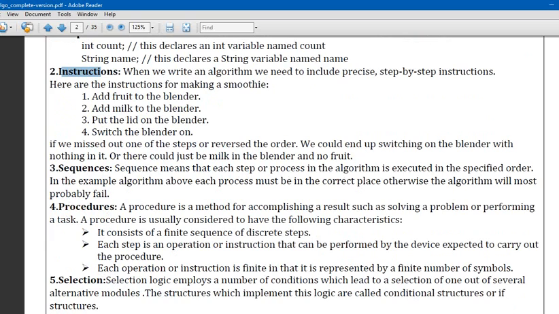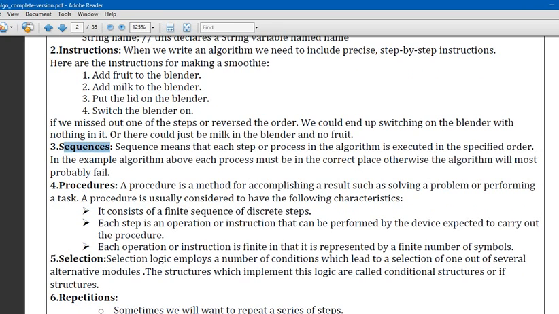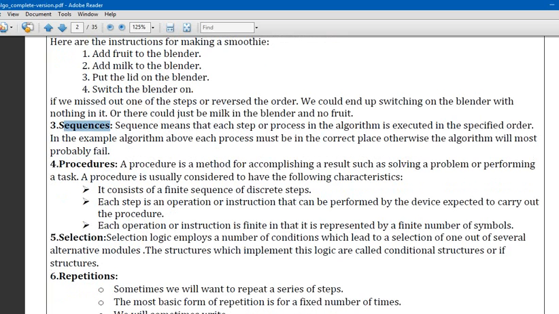Instructions. Instructions are steps to do, step-by-step instructions. Suppose multiply A into B. This is an instruction. Now, sequence. There must be a sequence. First of all, you need to execute line number 1, then 2, and then 3. This is known as a sequence.